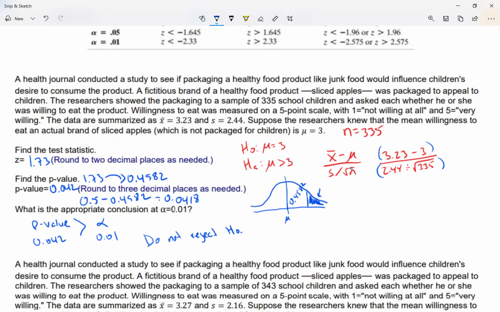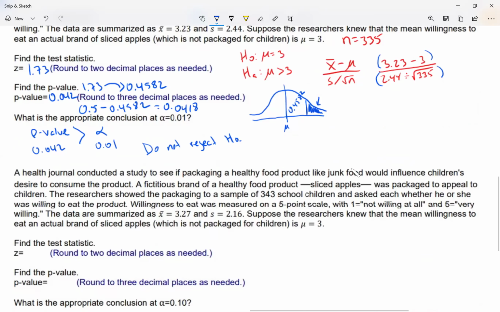So I'm not quite saying the null hypothesis is true and that is the only truth that exists. I'm just saying I did not have enough evidence. So that's what I call insufficient evidence to prove the null hypothesis wrong. I was not able to prove the null hypothesis is wrong, so I cannot reject it. Let's do another study here.